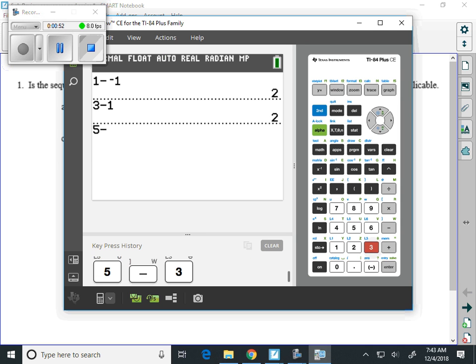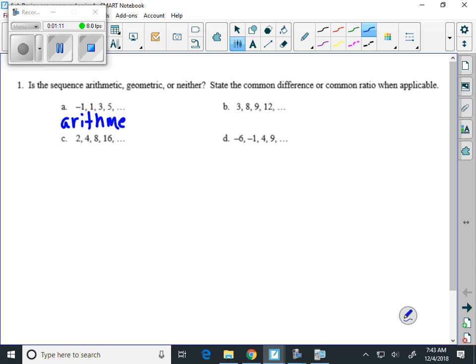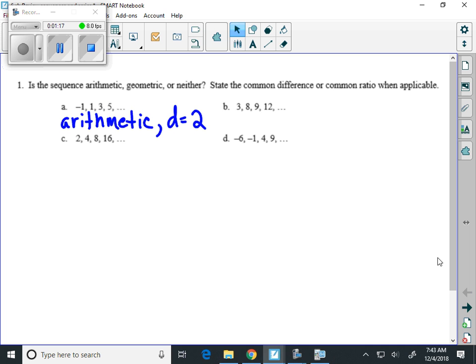5 minus 3 also gives us 2. And because all of those values are the same, and what we did is we subtracted, problem A is arithmetic. We have a common difference of 2. And that's where I start on all of these problems.